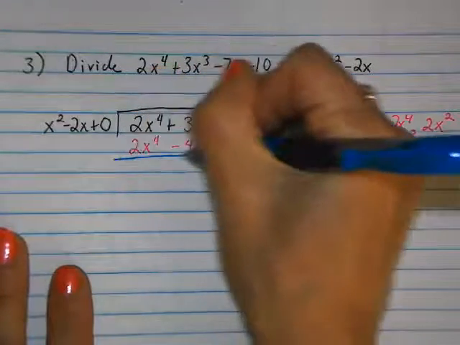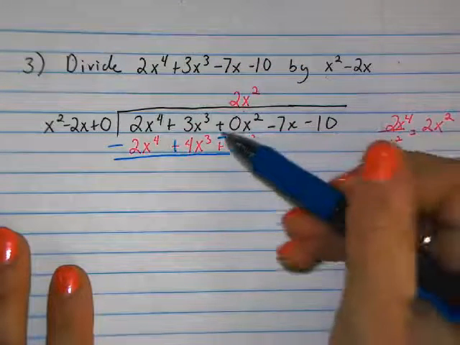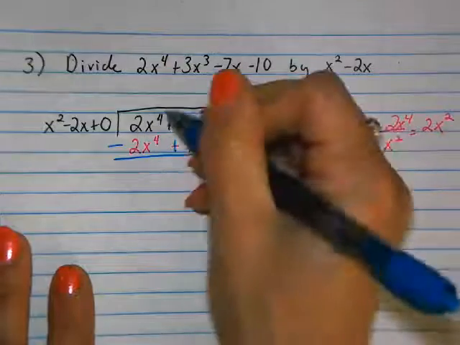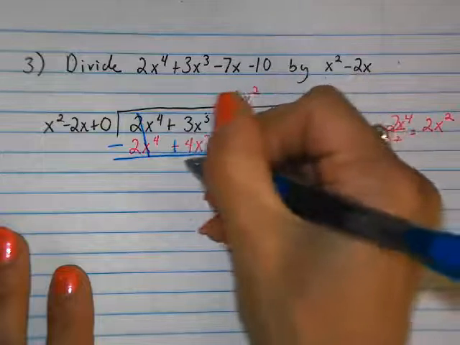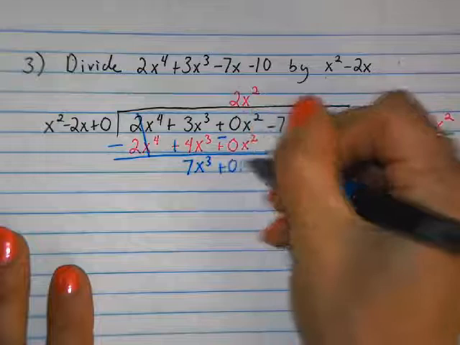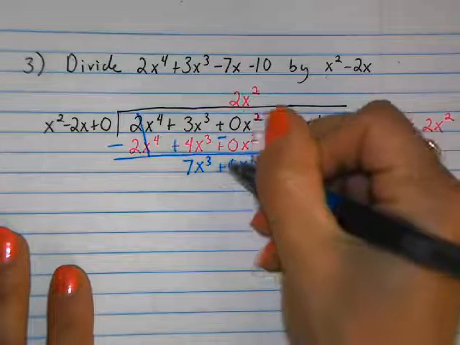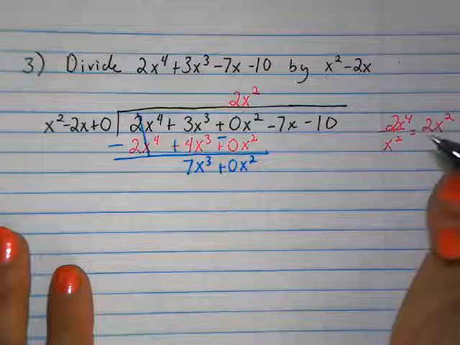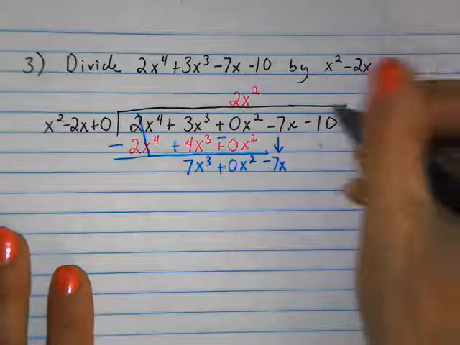Draw a line, change your sign. Realize that the sign doesn't matter because he's a 0. But just to be consistent, let's do it. So 2x to the 4th minus 2x to the 4th, they're gone. 4x cubed plus 3x cubed is 7x cubed plus 0x squared. Or minus, again, the 0 term, it doesn't matter his sign. Alright, what's your next thing to do? Bring down your next term. So I still have more terms to bring down, I'm not done yet.